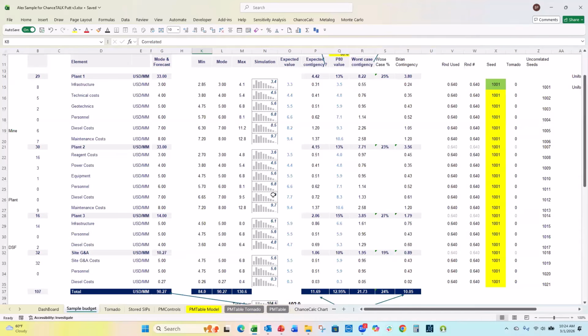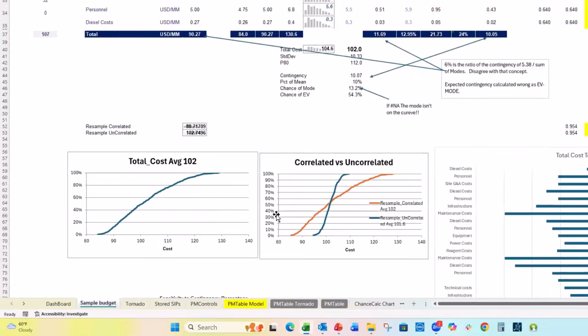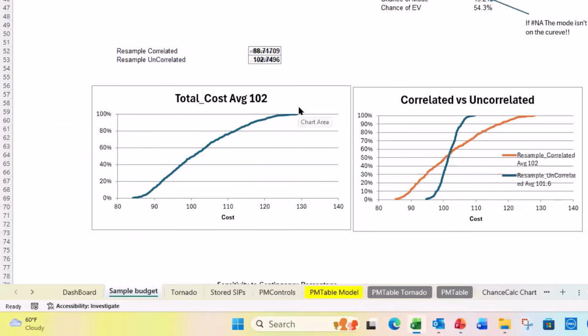So what does all this mean? Well, it comes down to this. This is the total cost. It's 102, and it ranges from, call it 85 to, call that 127 or something of that nature, right?